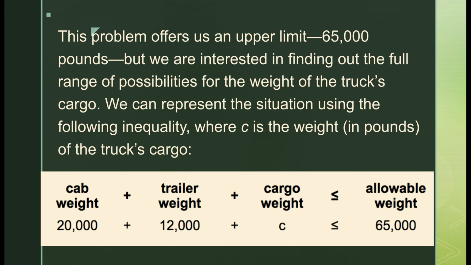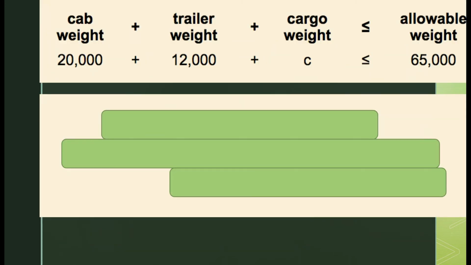It just can't be greater than it. So it has to be less than or equal to 65,000. Okay, 65,000 is the maximum it can be. So now we can take all of this and actually solve the inequality to be able to figure out what that would be.